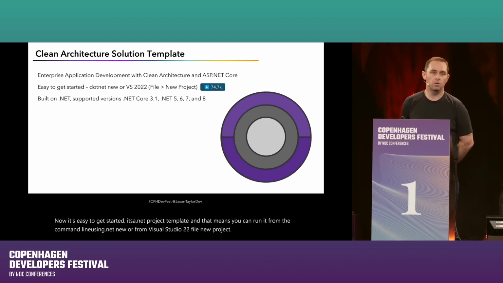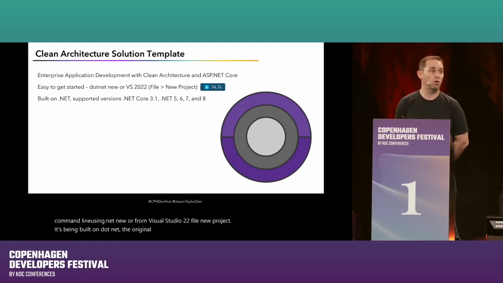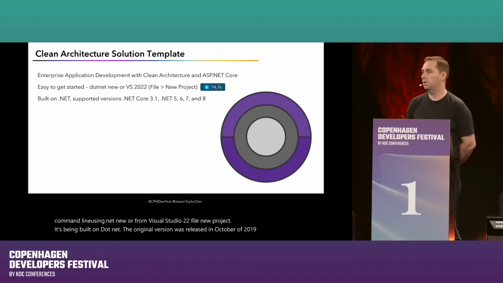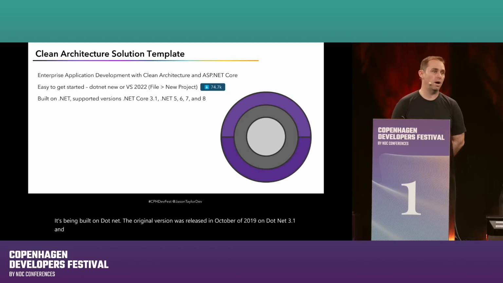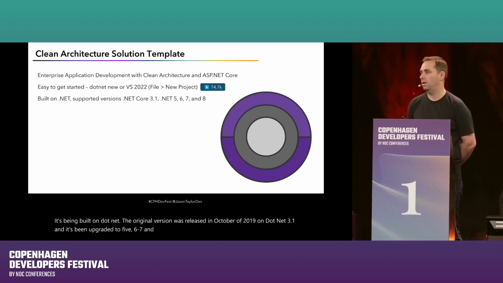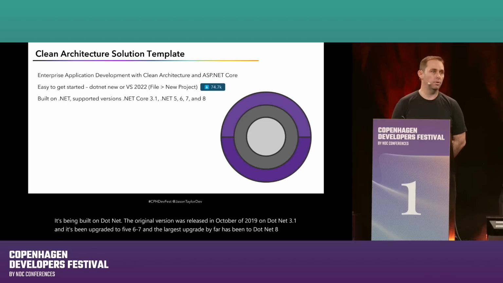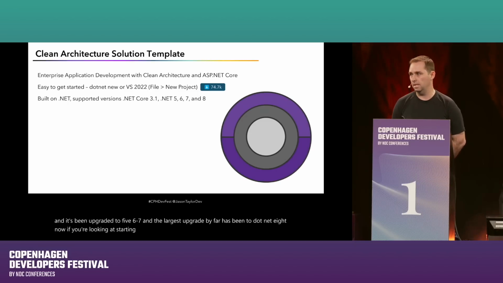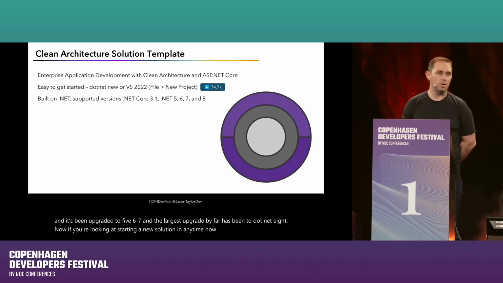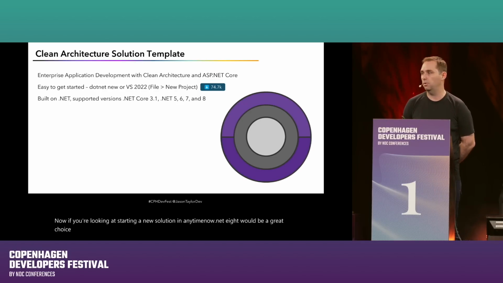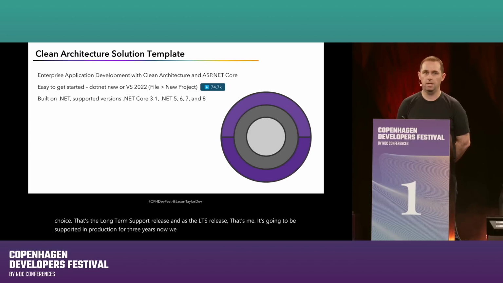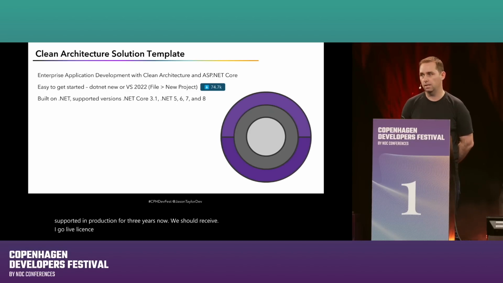It's been built on .NET. The original version was released in October of 2019 on .NET 3.1, and it's been upgraded to 5, 6, 7, and the largest upgrade by far has been to .NET 8. Now, if you're looking at starting a new solution any time now, .NET 8 would be a great choice. That's the long-term support release, and as the LTS release, that means it's going to be supported in production for 3 years. Now, we should receive a go-live license in about 1 week, and then the official release for .NET 8 will be in November at .NET Conf.